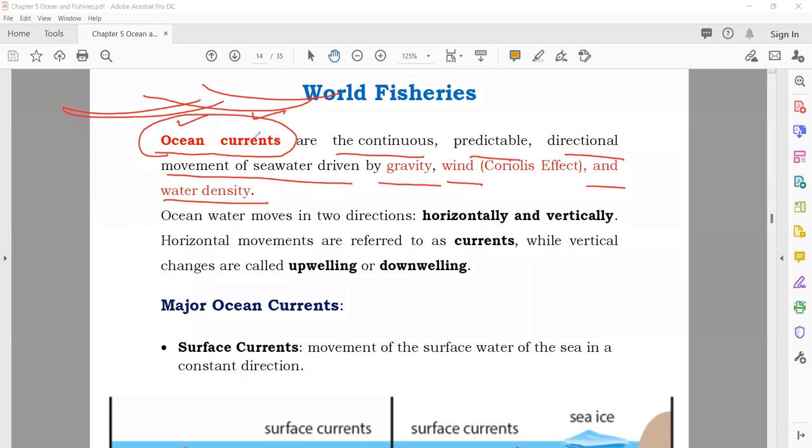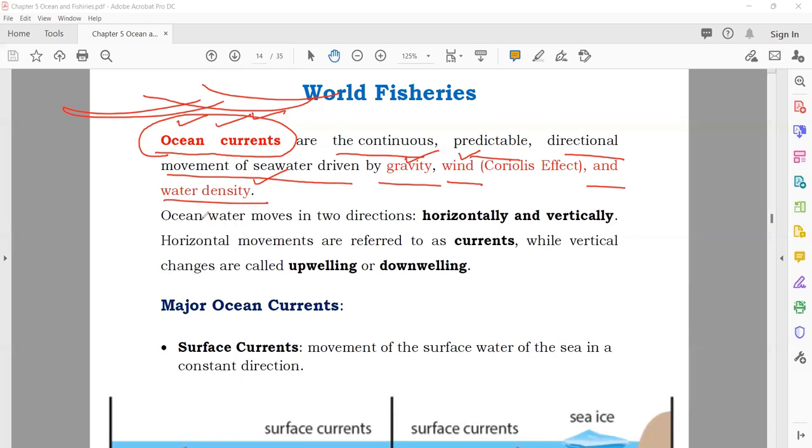And this ocean current depends on what? The gravity, also the wind direction, and the density of the water. So due to that, if the water is moving in an ocean, that is known as ocean current. Is it clear what is ocean current? I'm waiting for your answer. Is it clear?